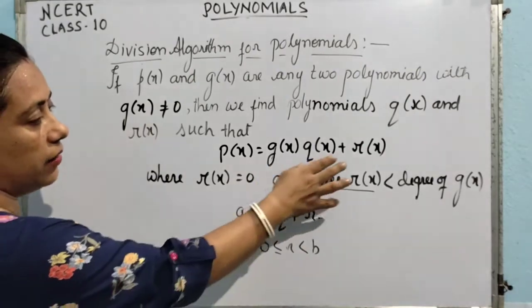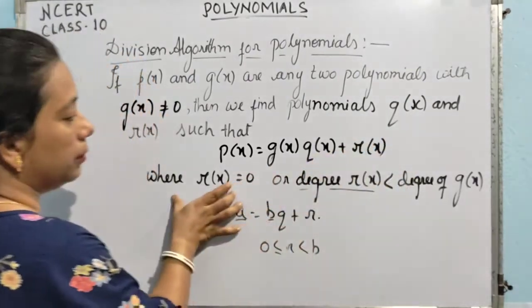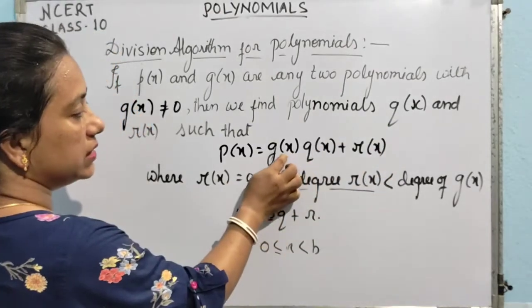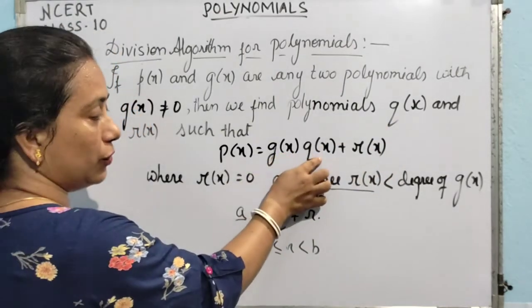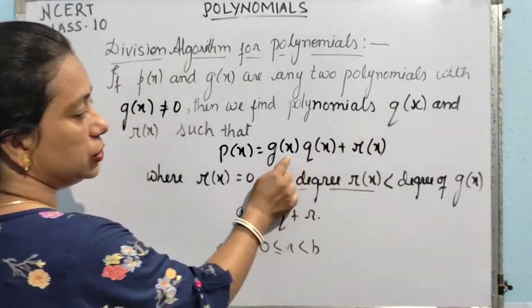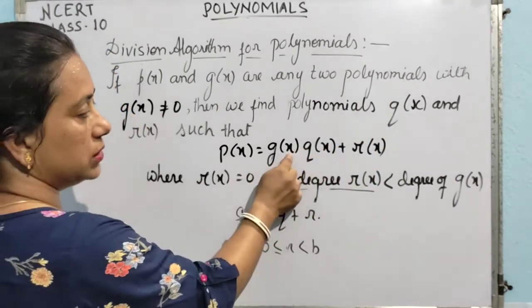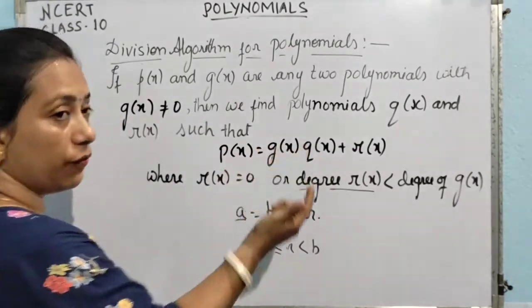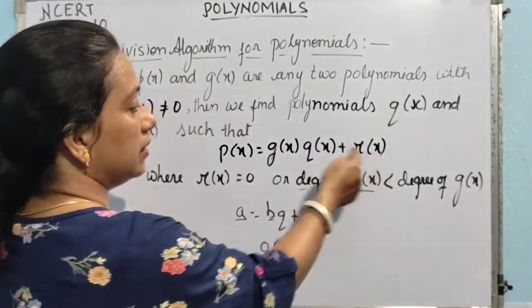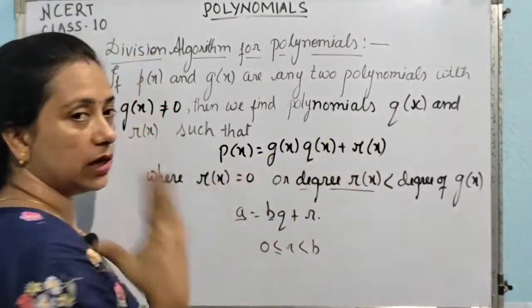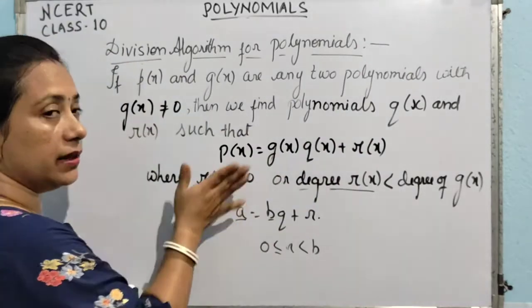And here they have told us that this remainder may be either 0. If the remainder is 0, then we will definitely say that g of x is a factor of p of x, because g of x into q of x is giving you p of x. So from here we can say that g of x will be a factor. If some remainder is there, it means that it is not a factor. Now what can you say about the remainder? We can say that either the remainder is 0.